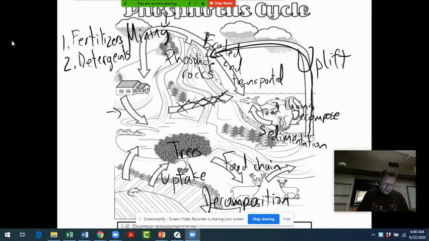These detergents or fertilizers can often run off, so I'm going to put runoff here and runoff here. That phosphorus runoff can cause excess nutrients in these bodies of water, which then has a cascade of effects, which is important for us to discuss, but not for this video.